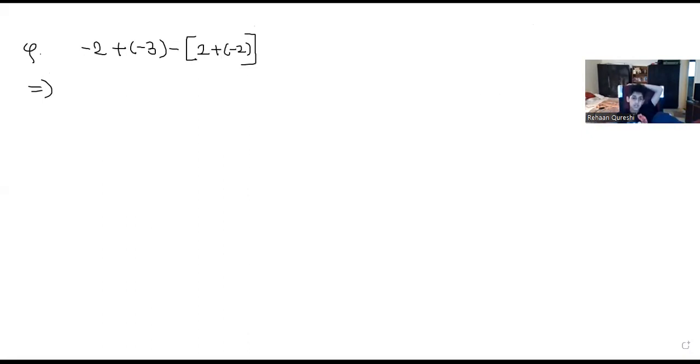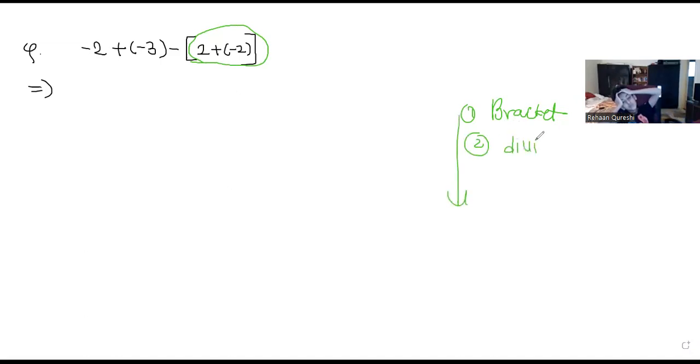No, no, no, wait. First we have to solve the bracket. If there are brackets, the bracket is solved first. That is the preference. After that, if there is a division, then division has the second preference. If there is a multiplication, multiplication has the third preference. And then the fourth preference is addition.